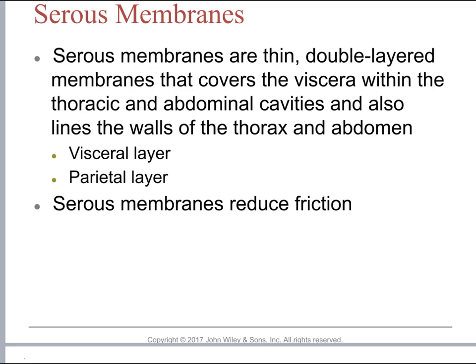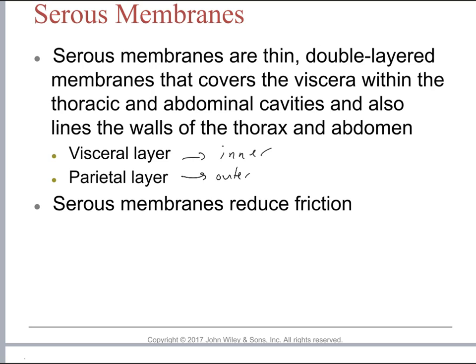Serous membranes. We looked at these and hinted at these in the last slide. Now let's define them. Serous membranes are thin, double-layered membranes that cover the viscera within the thoracic and abdominal cavities and also line the walls of the thorax and abdomen. Those two layers are named whether they are closer to the organ, or inner layer, or further away, or outer layer. The innermost layer is known as the visceral layer. The outermost layer is known as the parietal.